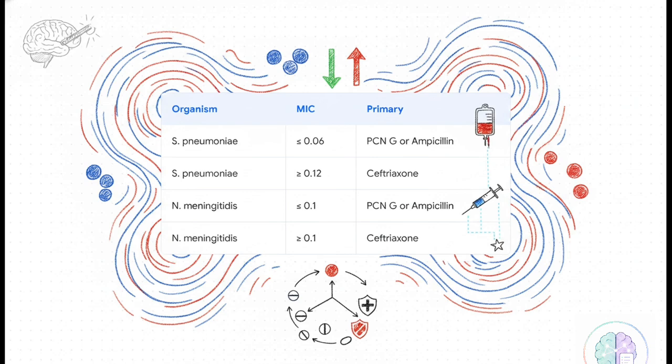For Strep pneumoniae, if the MIC is less than or equal to 0.06, you can stick with penicillin G or ampicillin, with ceftriaxone as an alternative. But if that MIC jumps to greater than or equal to 0.12, ceftriaxone becomes your primary. If there's cephalosporin resistance, you've got to add vancomycin. Now, for Neisseria meningitidis, the threshold shifts slightly. An MIC of 0.1 is your hard dividing line between penicillin G and escalating to ceftriaxone.